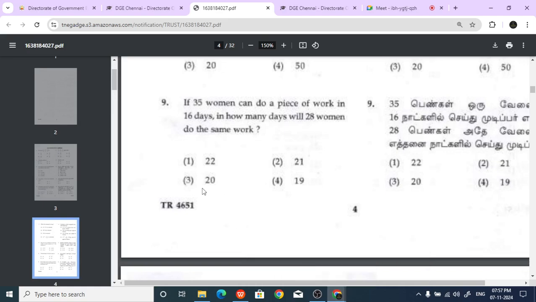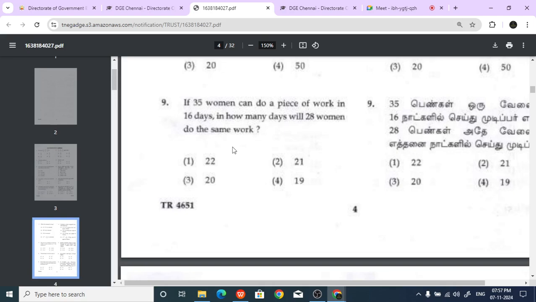I don't know how you have been taught in your school. There are many ways of teaching this. Direct and inverse proportion, sir. Okay, like that also you can find out. But I will say it like this. 35 women can do a piece of work in 16 days. Now, 17.5 women will take how many days? I am taking half of the women, 35 divided by 2. You cannot have 17.5 women, but it is just for calculation purposes.